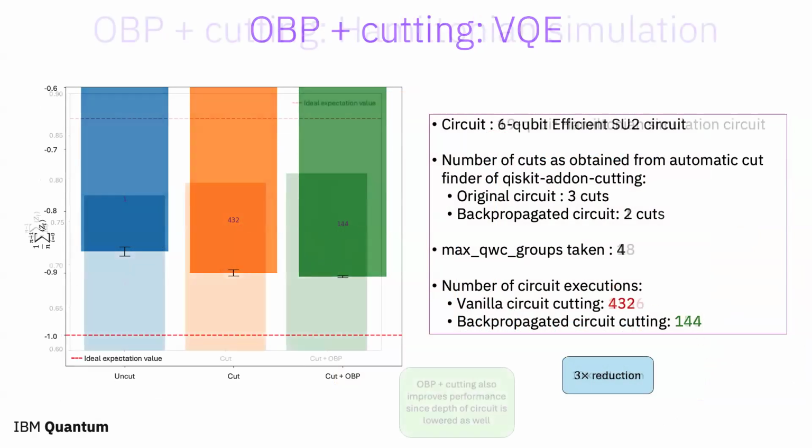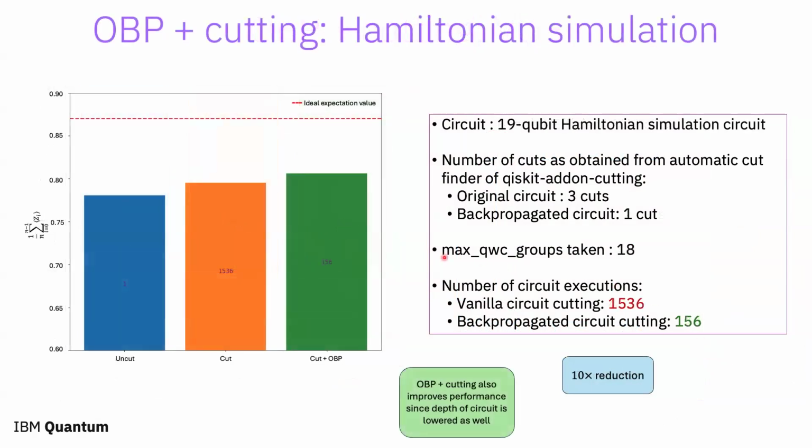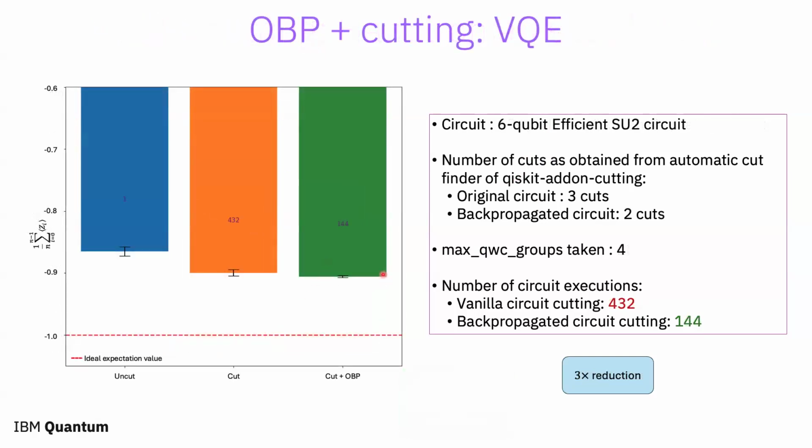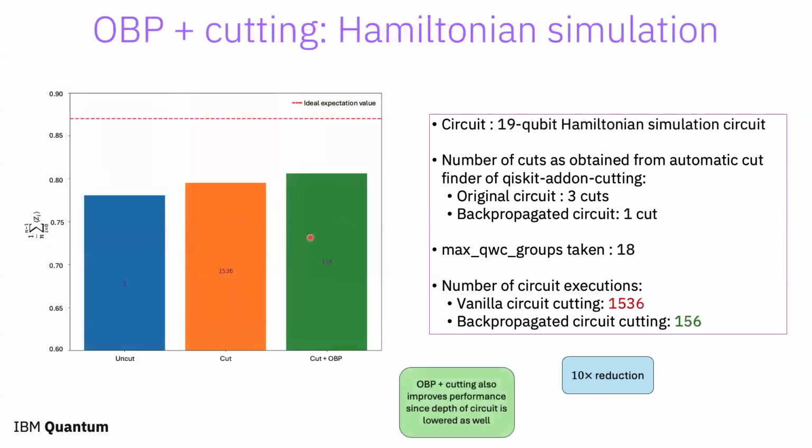So 3x reduction. This becomes even more drastic for 19 qubit Hamiltonian simulation. You can easily understand that this result is better, where this was not so evident. I mean, if you look carefully, you can understand this is slightly better. Here, you don't even have to look carefully. You can understand this is better. And there is a 10x reduction roughly in the number of circuit executions.